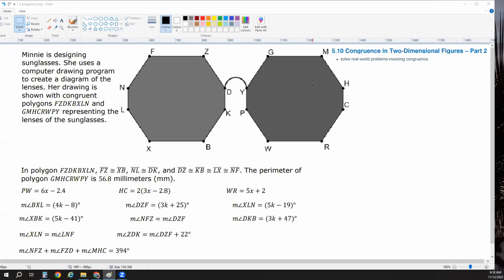All right, this is 5.10, the last section in Unit 5. This is Congruence in Two-Dimensional Figures, Part 2, and this is real-world problem solving involving congruence. Very similar to the last one, which was Part 1. That one was more generic, but this one has real-world implications.